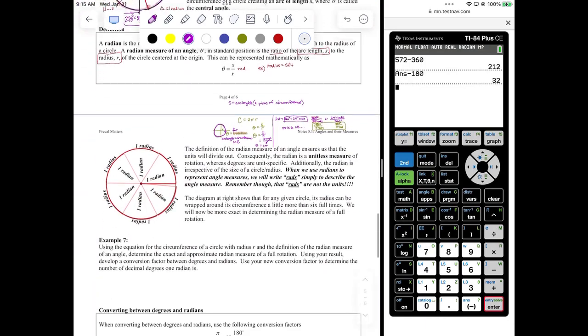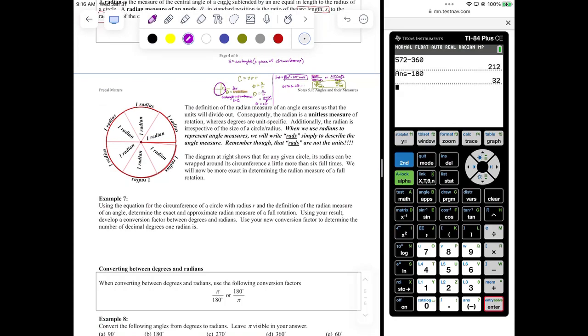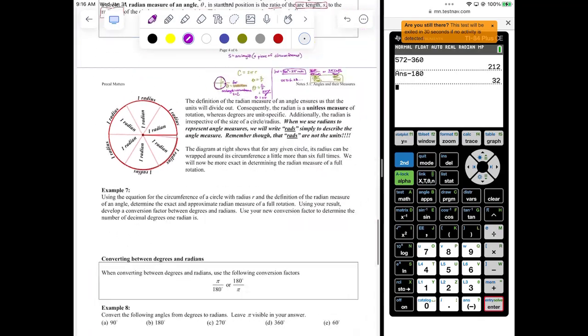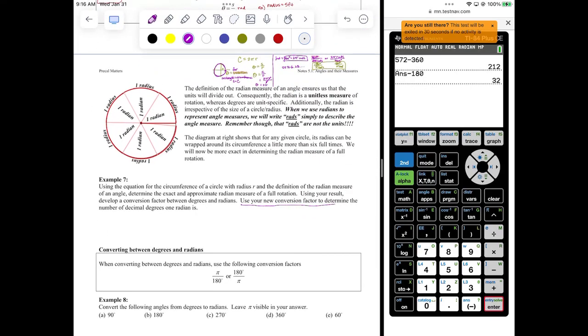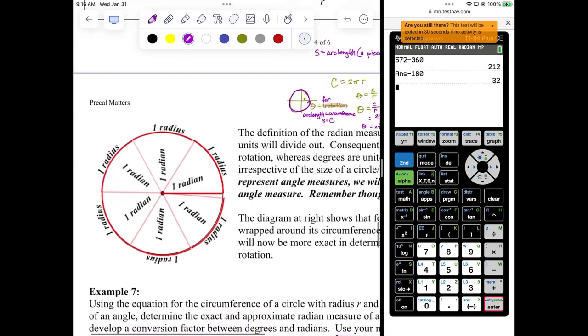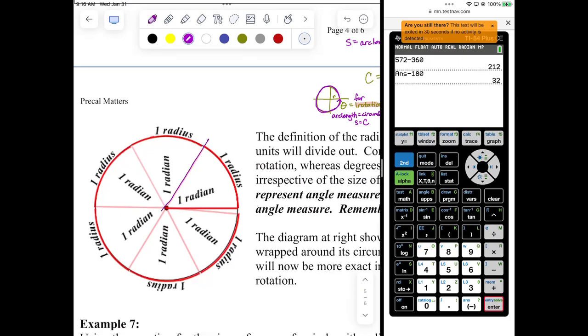In fact, let's go ahead and do that before we get to example 7. We already did this. We did example 7. We just need the last part of it. Use the new conversion factor to determine the number of decimal degrees in 1 radian. So here's how we're going to use the conversion factor. 1 radian, 1 rad. Again, that's going to be this angle right here.